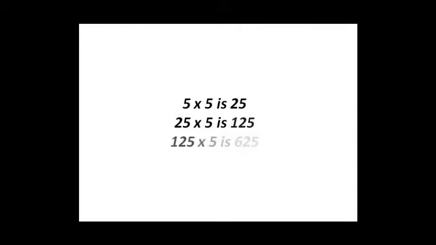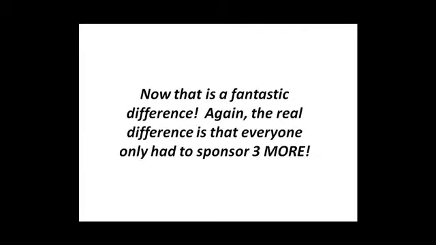5 times 5 is 25. 25 times 5 is 125. 125 times 5 is 625 people. Now that is a fantastic difference. Again, the real difference is that everyone only had to sponsor 3 more.